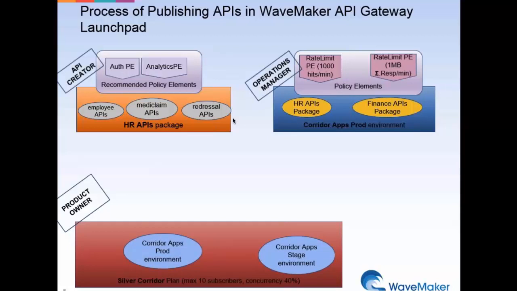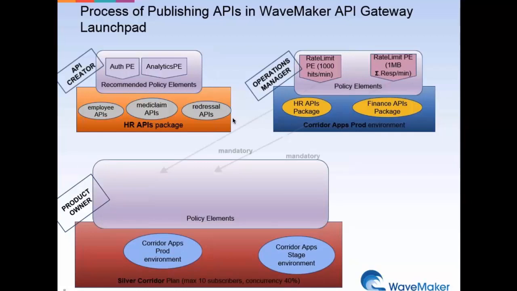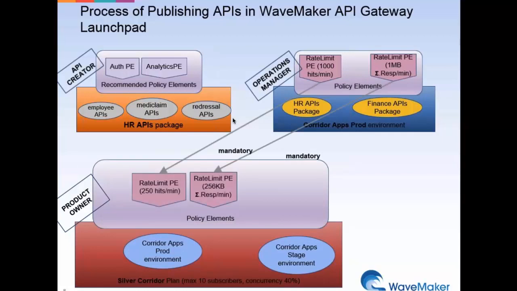So let's say that he goes and adds the Corridor Apps Production Environment and a stage environment into this plan, associates them to this plan. At the same time, when he adds these environments, the rate limit elements which were defined in the corresponding environments are inherited into the policy of the plan. Since we had a subscriber of 10 and a concurrency of 40, a simple calculation will say that this particular plan can subscribe to a maximum rate limit of 250 hits per minute. If he chooses, the product owner can go ahead and reduce it further.